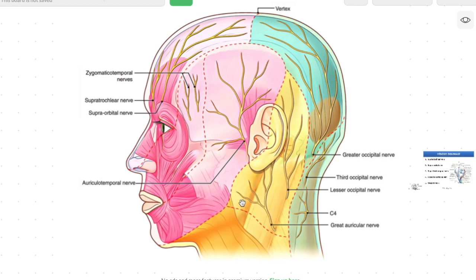So this is the nerve innervation of the scalp, and this is it.